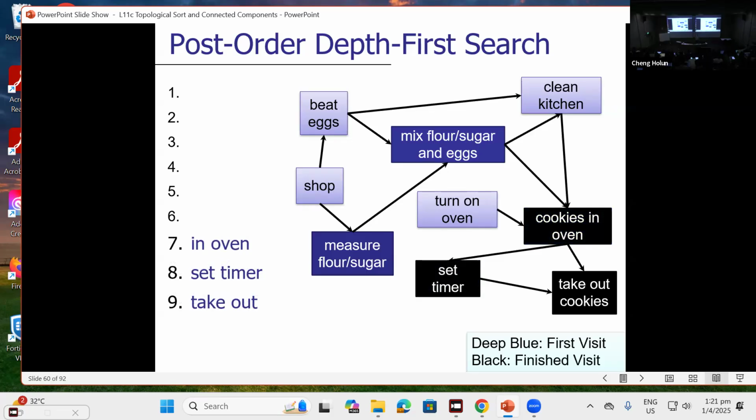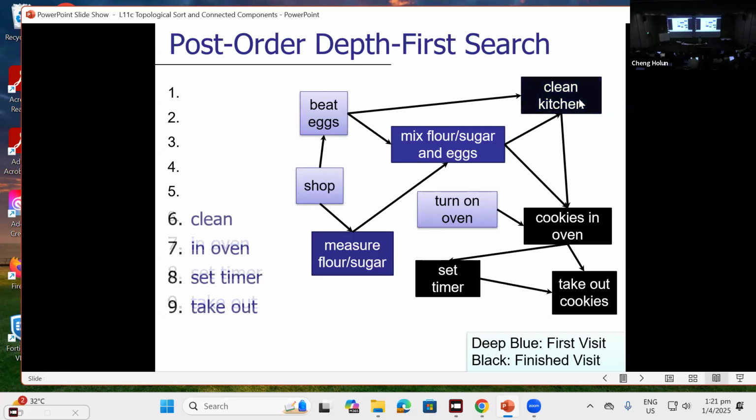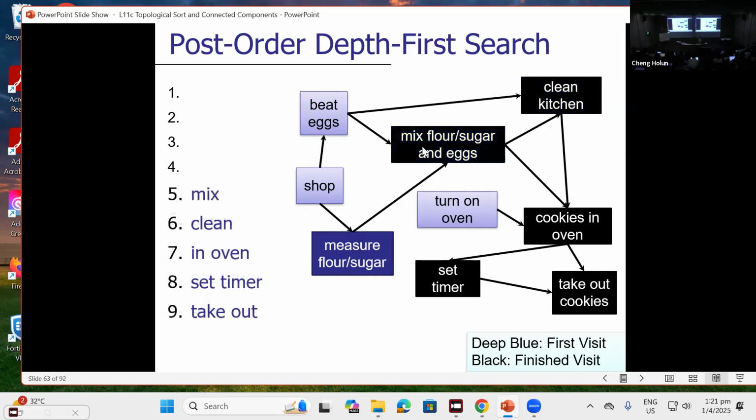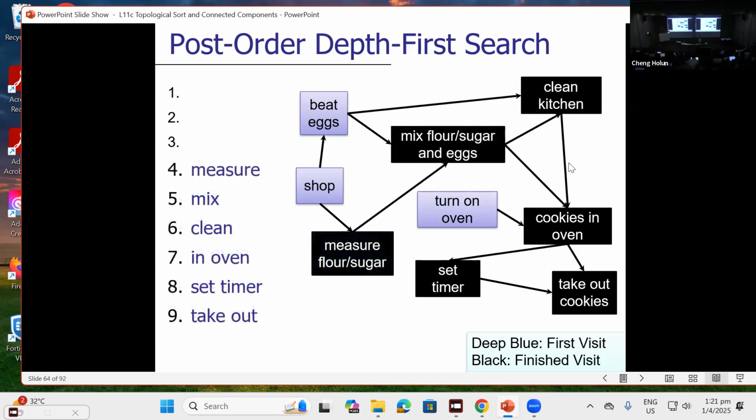So you do the depth search. Whenever you reach a node and all your neighbors are done, then you can output it in the sequence. Then you backtrack to mix flour. But at mix flour, you still have a neighbor, clean kitchen. So you go to clean kitchen. Clean kitchen doesn't have any neighbors, so we can output clean kitchen. Then you go back to mix flour. Then you finish. Then you go back to measure flour. You're done. So all these black ones are done already.